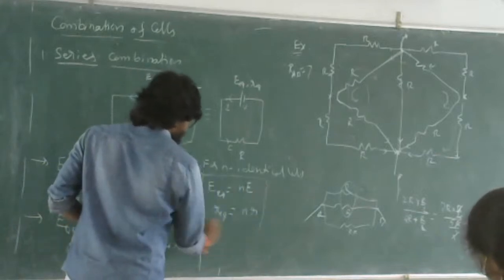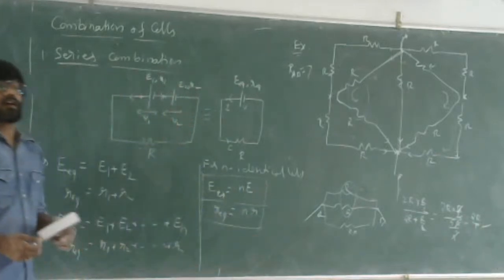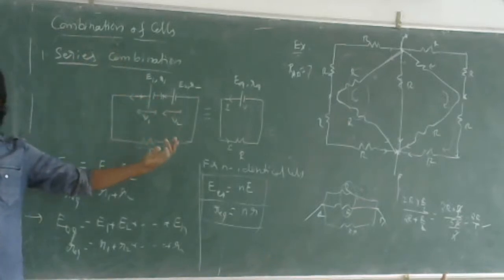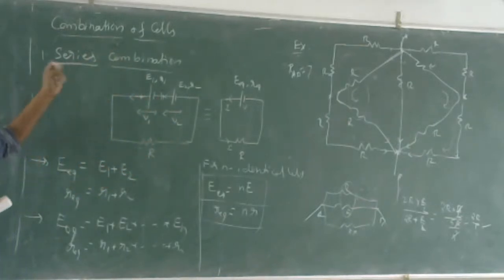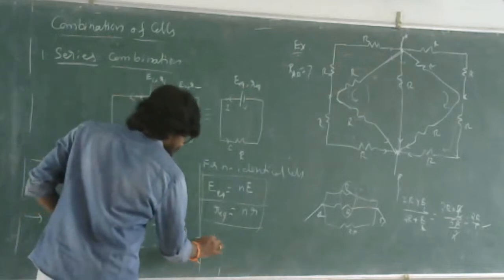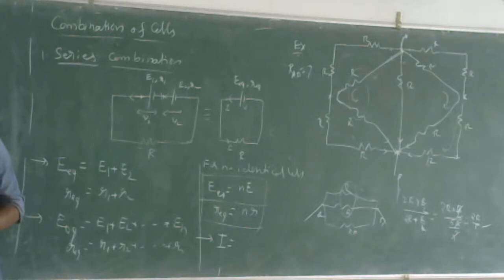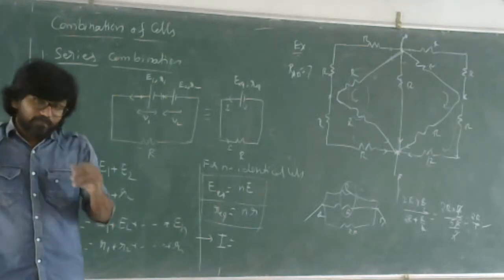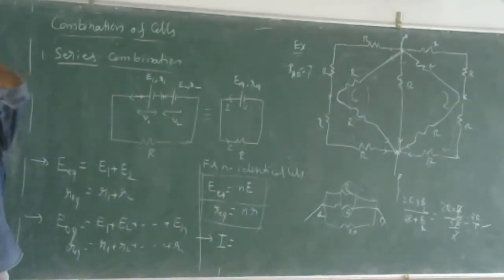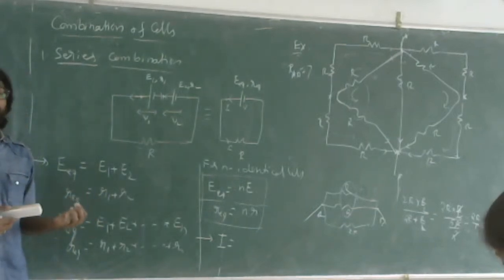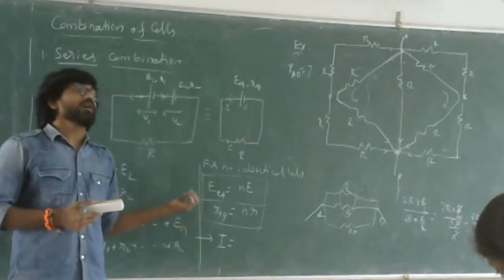Whereas in some cases, questions may come like, if two cells are connected in series or n cells are connected in series, what should be the current through the resistor? Then simply you can say I is equal to, what is the general formula for current? V by R. From Ohm's law, I is equal to V by R.